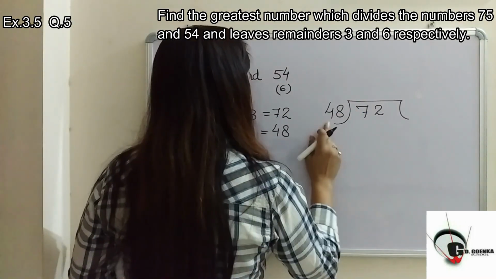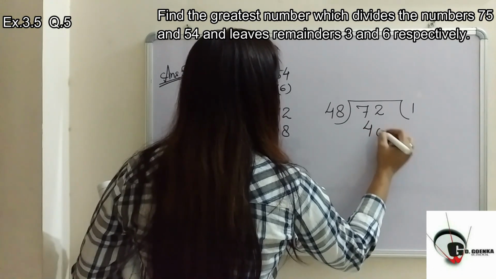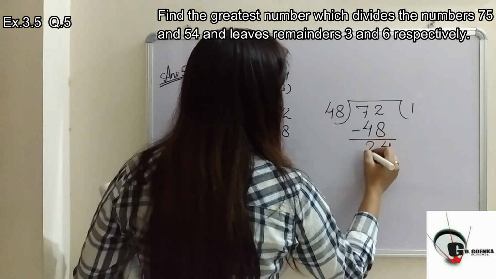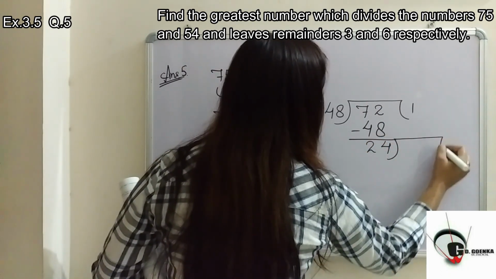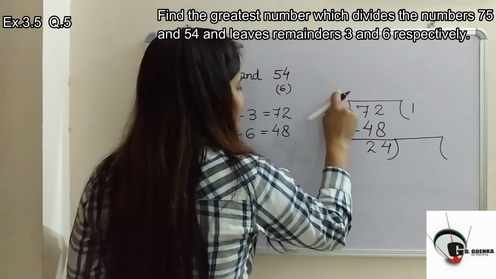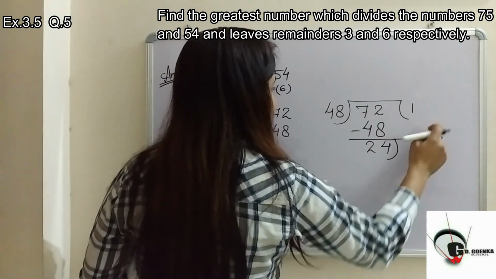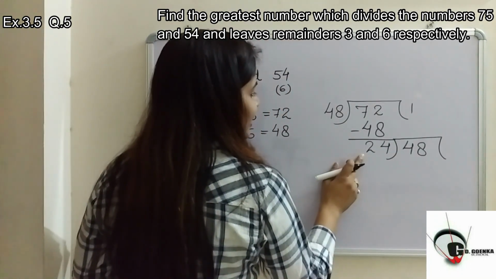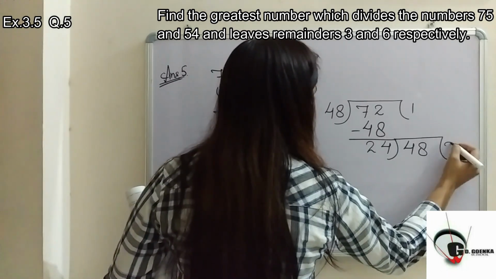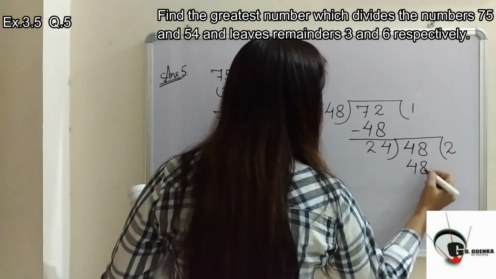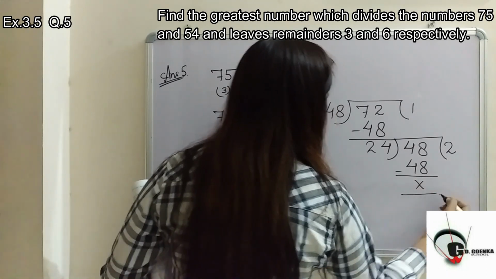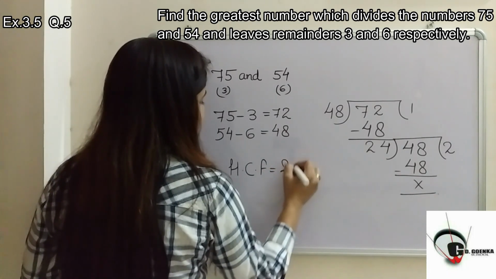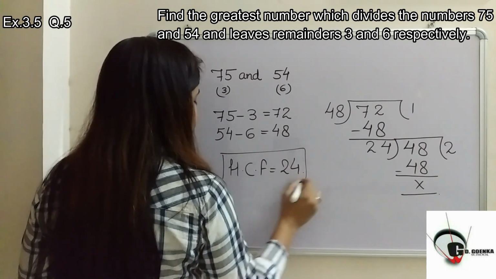So 48 ones are 48, and if we subtract we will get 24. Now what is the next step, children? The previous divisor will become the current dividend and the remainder will act as the divisor. Now 24 twos are 48. So we have got the HCF as 24. This is our answer.